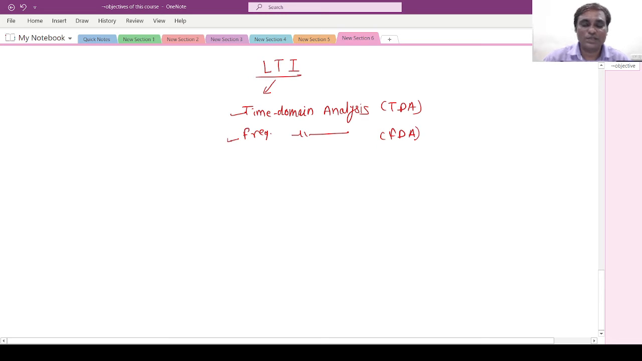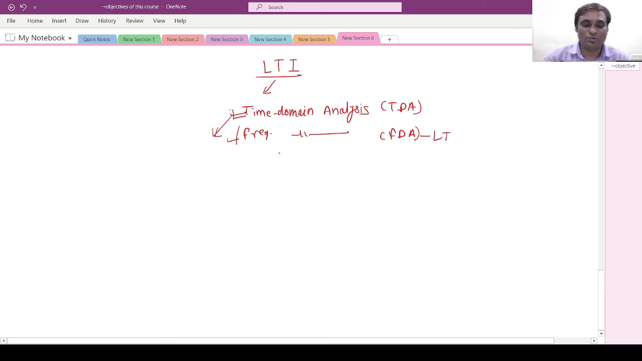To do the analysis means I have to find the solution of these equations. There will be some pros and cons with the two methods. First we'll try to analyze using time domain analysis, that is using the solution of differential equations. Then we will know the pros and cons of time domain analysis and why it is necessary to go into frequency domain analysis, that is the Laplace transform.